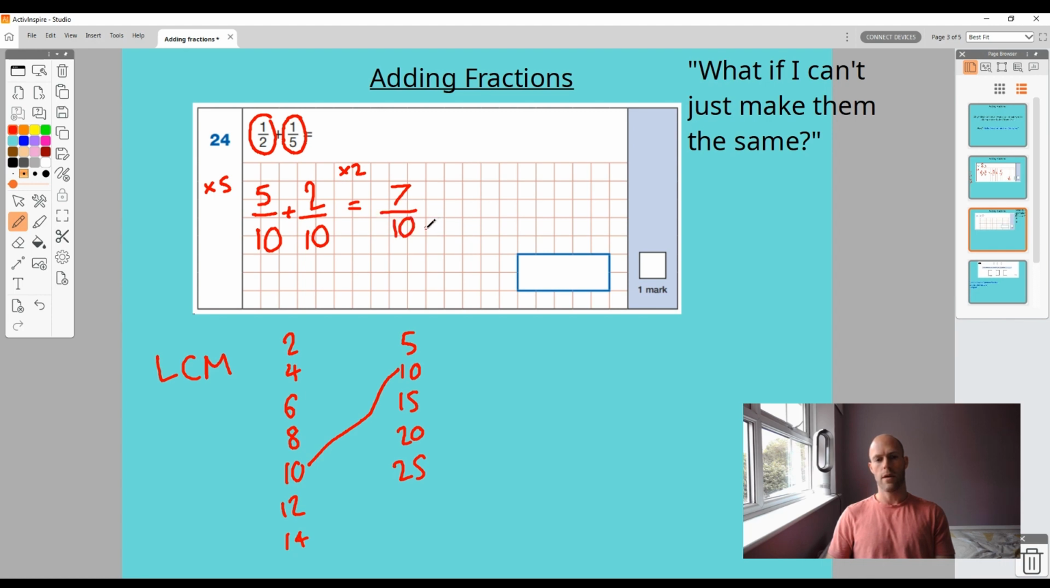5 add 2 is 7. Keep it in tenths. Quick check, can I simplify it? Well, I can't divide it by 7. I can't divide it by my numerator. I can't halve them because otherwise I'll have 3.5 up here. I won't have an integer. So I'm just going to leave that at 7/10.